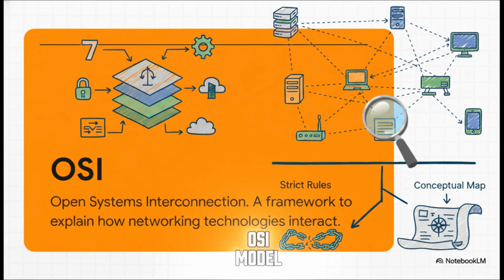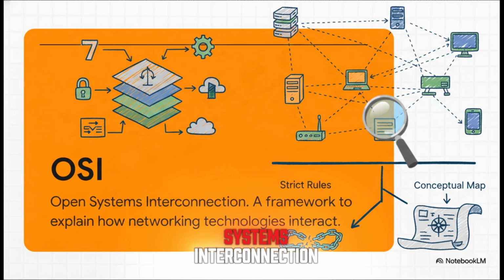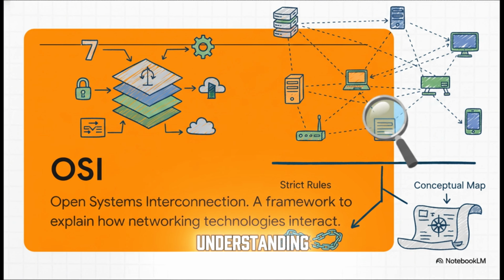The OSI model, which stands for Open Systems Interconnection, is this big, beautiful 7-layer framework. Now, here's the really important thing to get. It's not a strict protocol. Think of it less like a set of laws and more like an architect's blueprint. It's the perfect idealized guide for understanding how any network should work, in theory.